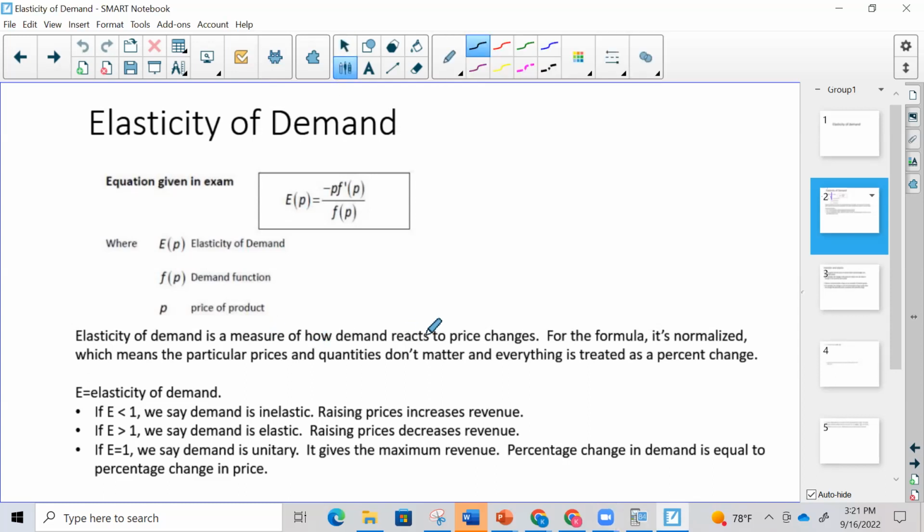And the elasticity of demand, again, is the measure of how demand reacts to price changes. For the formula, it's normalized, which means the particular prices and quantities don't matter and everything is treated as a percent change. And these are the same rules that we just talked about. E is less than 1, it's inelastic. If it's greater than 1, it's elastic. If it's 1, it's unitary. This is at the critical point, so it gives us the maximum revenue. And the percentage change in demand is equal to the percentage change in price, which is why it's the maximum.